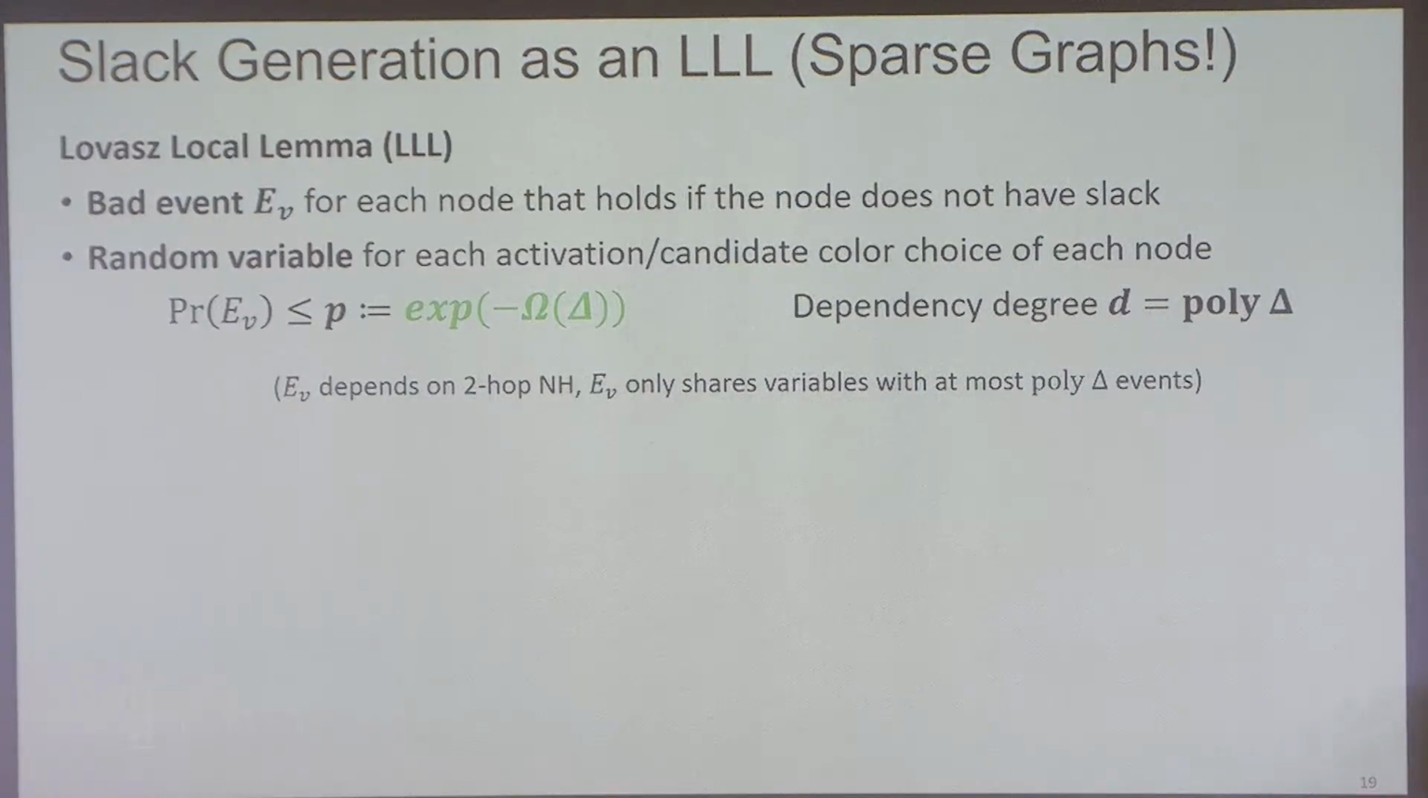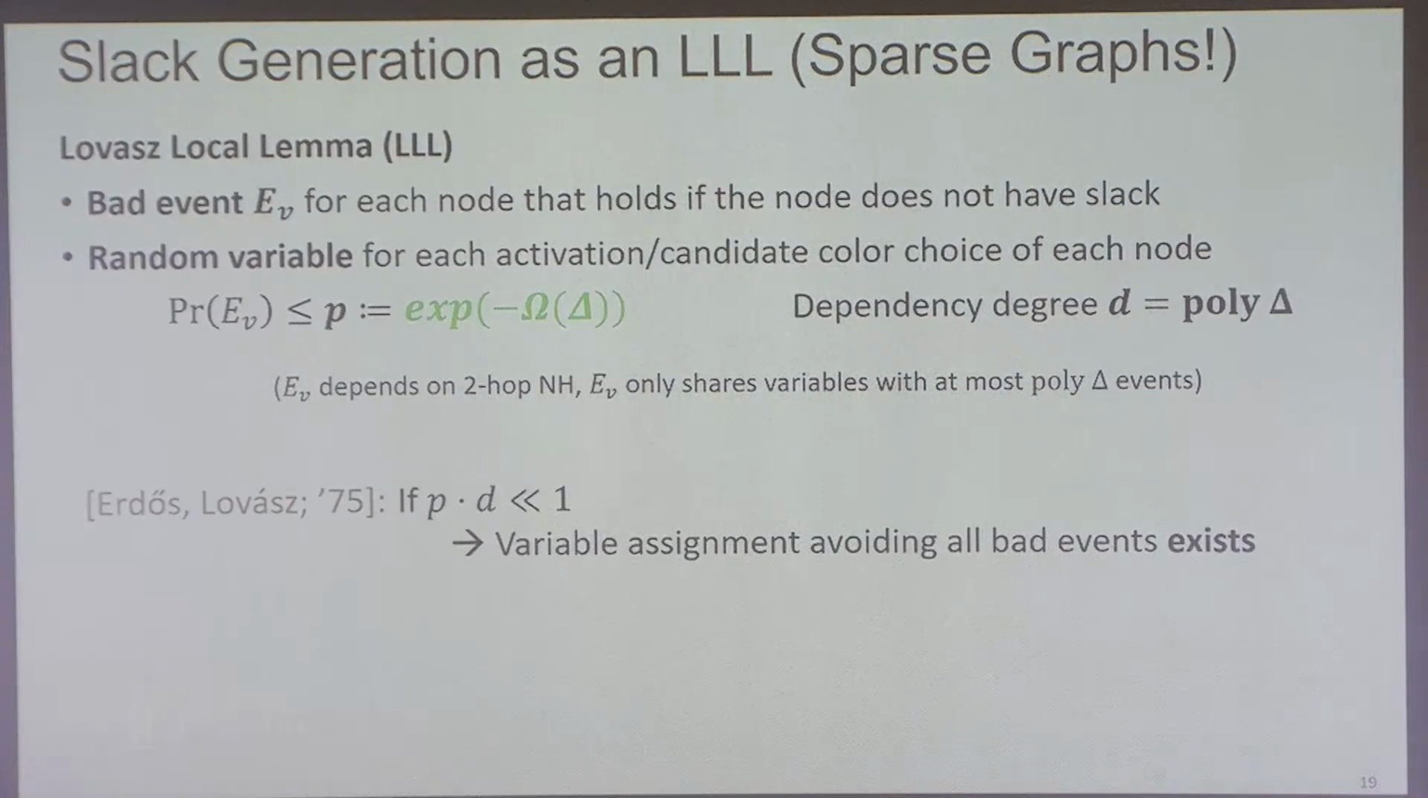What you notice is that whether a node gets slack depends on the randomness in its two-hop neighborhood. Because whether you have slack depends on the final color choices of your immediate neighbors, and whether these immediate neighbors can keep their color depends on the randomness in their neighborhood. But if nodes are a few constant hops apart, whether they get slack or not in this one round procedure is independent. So the dependency degree is at most polynomial in delta. So what we get here is that P times D is much smaller than 1, and LLL tells us, okay, there is a variable assignment avoiding all these bad events.